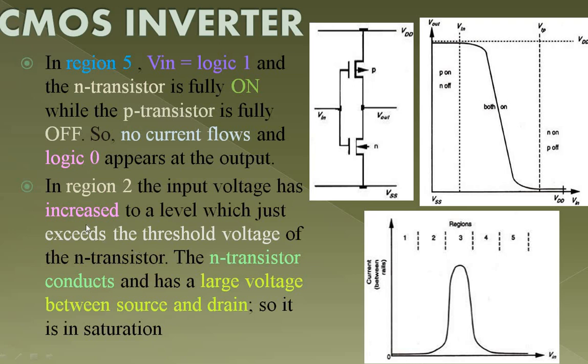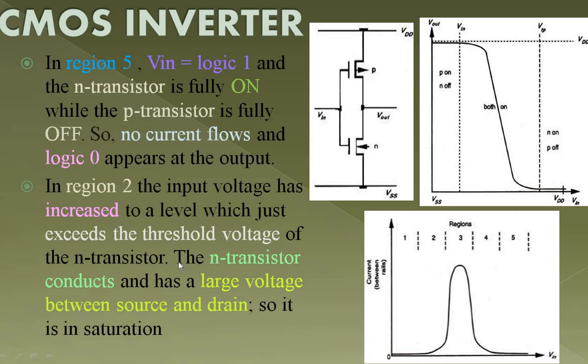Now comes region 2. The input voltage has increased to a level which is just exceeding your threshold voltage. I am not saying it is 1.5 or 0.5 or giving any particular range. We have to set some voltage, the threshold voltage, and I am just exceeding that. In region 2, the input voltage has increased to a level which is just exceeding the threshold voltage of your NMOS transistor.